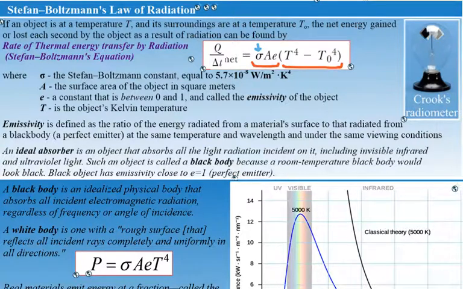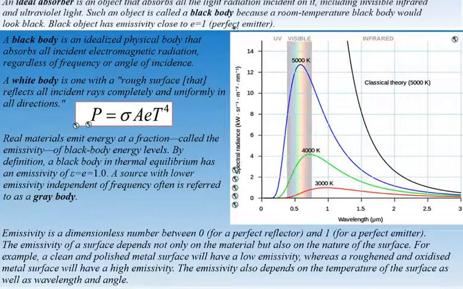And another object is the white body, one with a rough surface that reflects all incident rays completely and uniformly in all directions. The graph you see in this picture is a model based on the concept of emissivity and thermal radiation from a body, solid, liquid, or gas, at any temperature above 0 Kelvin. The emissivity at a specific wavelength is the ratio of the amount of energy emitted by the body to the amount of energy emitted by a black body at the same temperature.